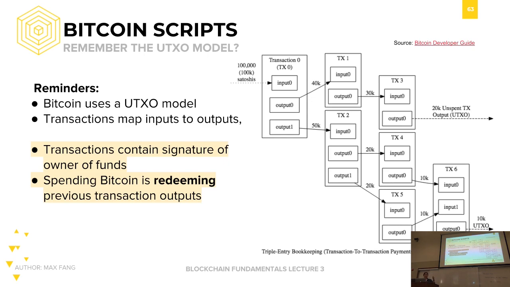Okay, so spending Bitcoin is essentially just redeeming previous transaction outputs. And so that means that if I'm the coffee shop owner, whoever is paying me, I need to make sure that only I am able to spend that. So this part is going to be about answering how we go about making sure that the person we intend to be able to spend the Bitcoin is actually the person who gets to spend the Bitcoin.